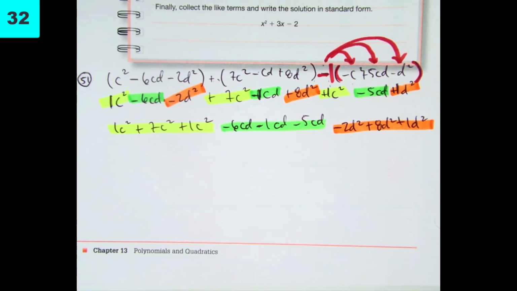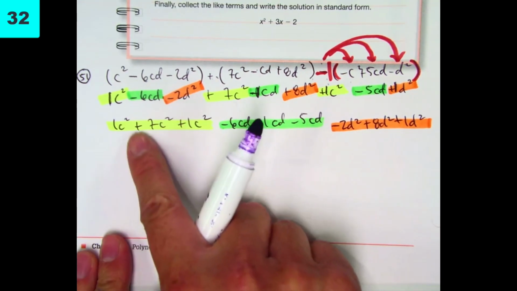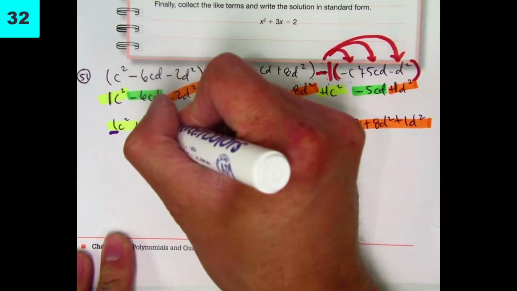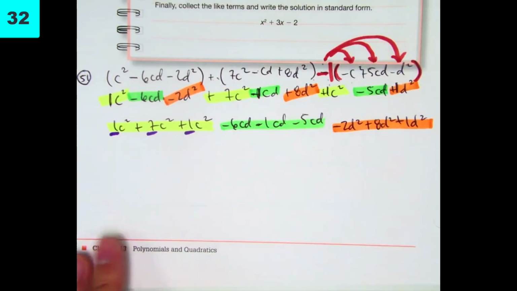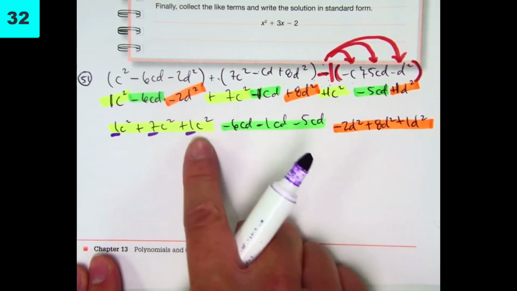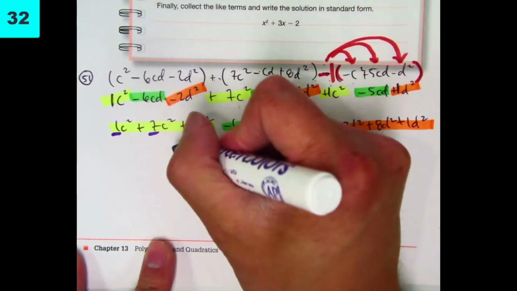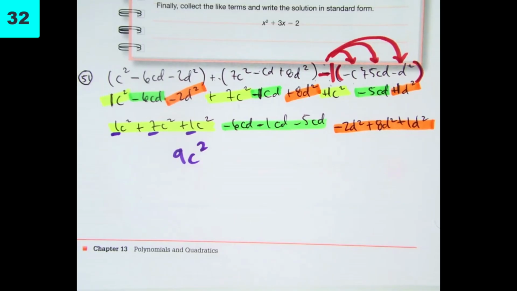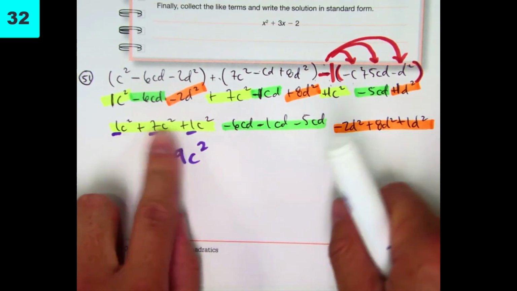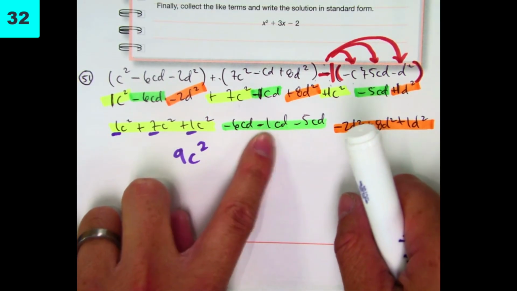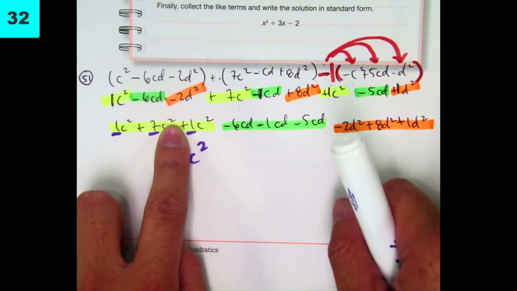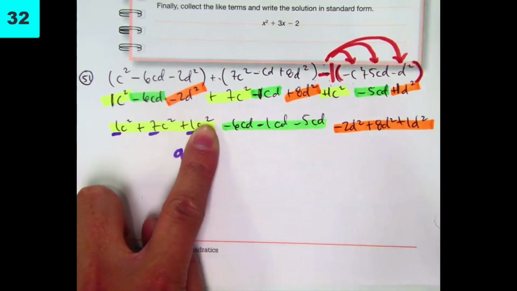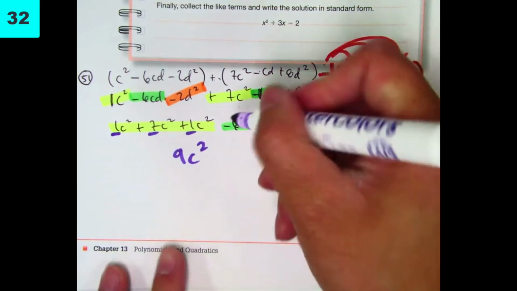Alright, now that I have them in like terms, remember, now that you have addition and subtraction, all you have to do is focus on the coefficients, the number in front. Class, what's 1 plus 7 plus 1? 9. So this would be 9c squared. Now pay attention here. Because you have addition and subtraction, the exponent does not change. It only changes when you're multiplying. So you need to pay attention to the math operation.